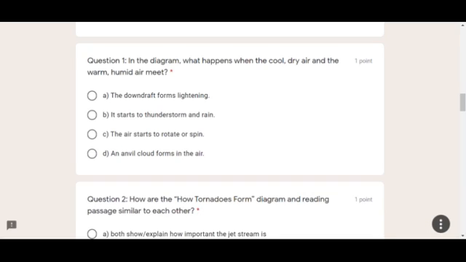Question 1. In the diagram, what happens when cool, dry air and the warm, humid air meet? A. The downdraft forms lightning. B. It starts to thunderstorm and rain. C. The air starts to rotate or spin. D. An anvil cloud forms in the air.